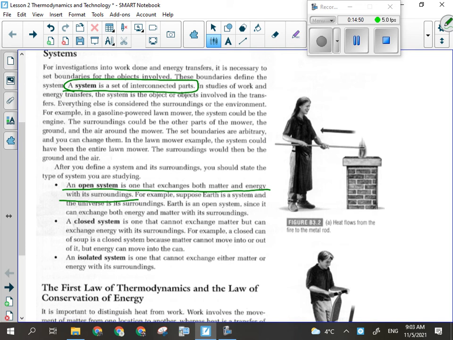So right now, you are an open system. In this room, which is your surroundings, you are exchanging matter because you're inhaling and exhaling. So you're exchanging oxygen and carbon dioxide, that's matter. And you're also exchanging energy. It's about 20 degrees in here, but it's much colder than that outside. And I don't have the heat on in here. And in fact, I keep it that way most of the time.